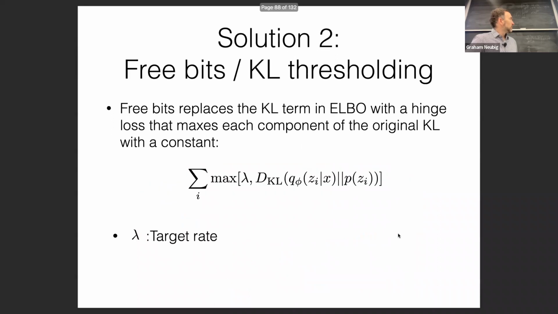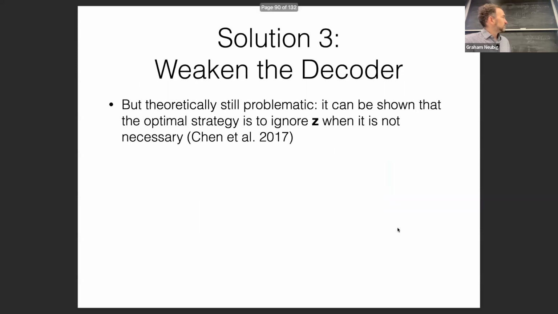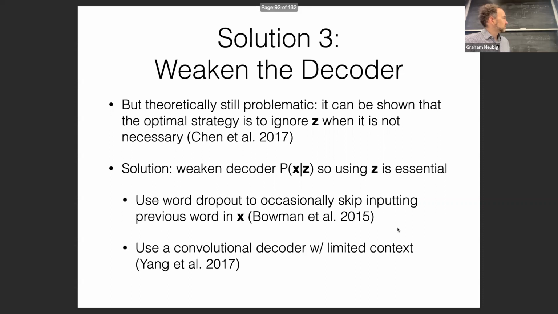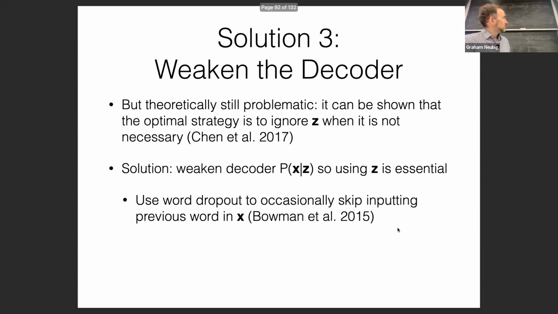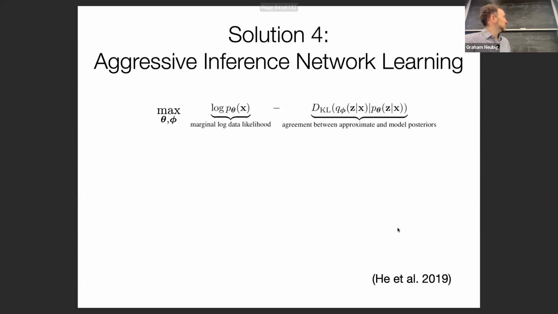So this is one way. Another way is called free bits, and basically what it does is it limits the effect of the KL term to a particular value, and basically says you get a certain number of bits of information about the latent variable for free before you start paying the prior here. So that's another method. Another thing you can do is weaken the decoder. I actually don't recommend you do that, so I'll skip that part.